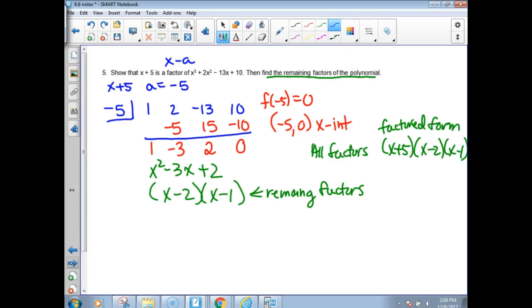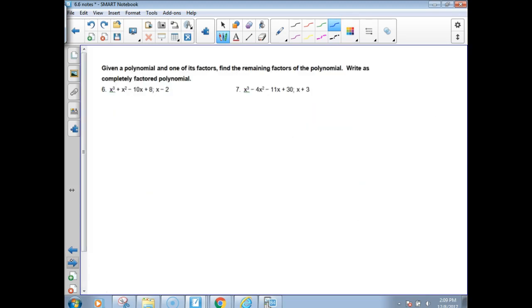Okay, another example. Number 6, given a polynomial and one of its factors, find the remaining and write as a completely factored polynomial. You just said, do I have to know that? Yes, you do. Because if it says to write as a completely factored polynomial, then we're going to write them all out. So we're going to have 2 answers. We're going to have the remaining factors here. A is going to be 2. So we'll divide synthetically by 2.